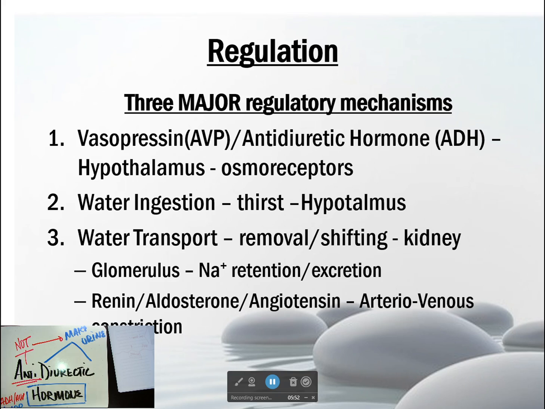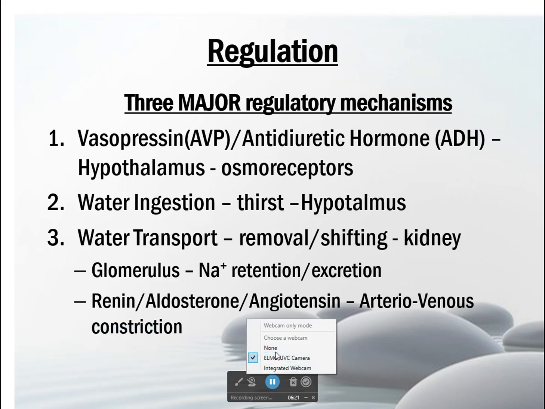So if the body is fluid overloaded, then that person is going to have less antidiuretic hormone, which means they'll pee. If a person is dehydrated, they need to hold on to their fluid. Antidiuretic hormone is going to be secreted to make them not pee. The effect depends on the state of the body, and on what happens in the hypothalamus as a result of the osmoreceptors.